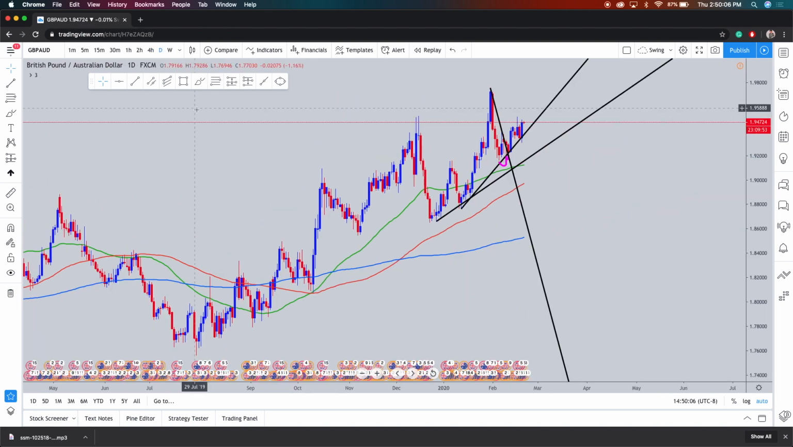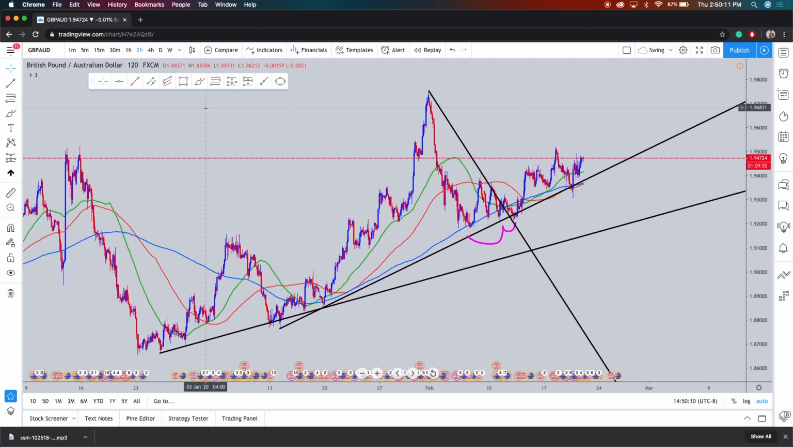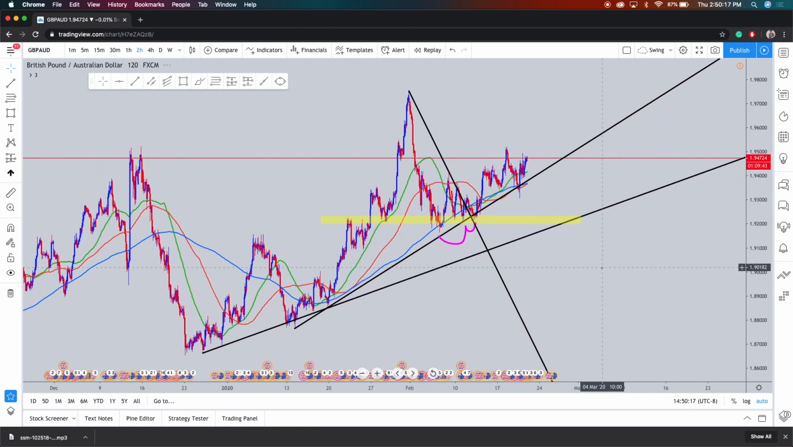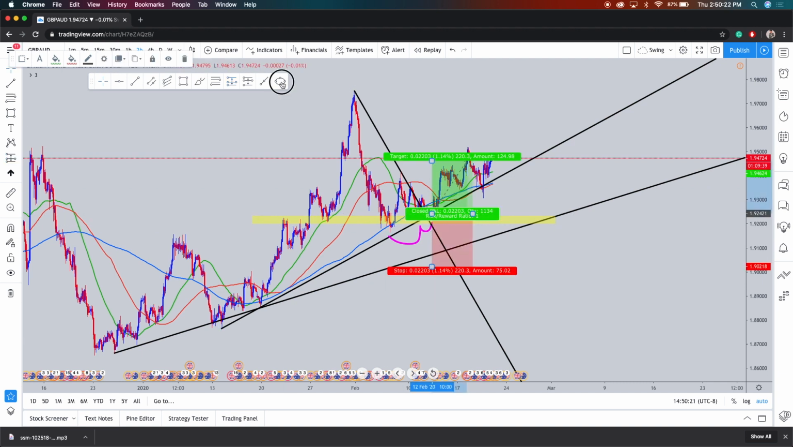And honestly, that's about all that influenced this. I mean, I guess you could say we had a little bit of a level of support as well. So a nice place to go long. Took an entry around here. I'm going to mark that off.